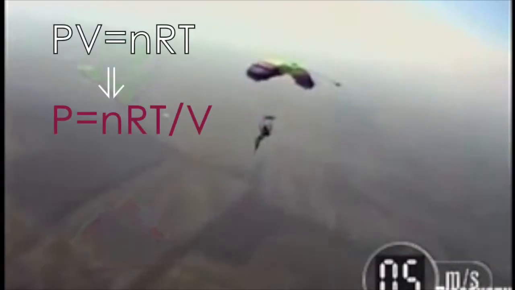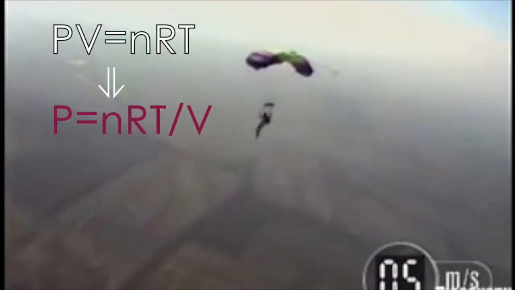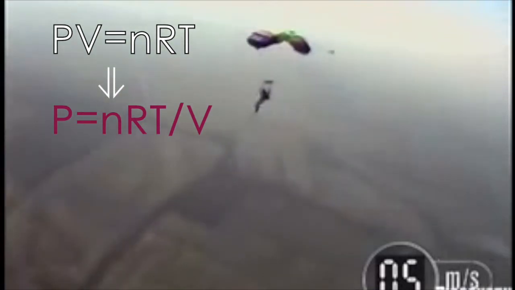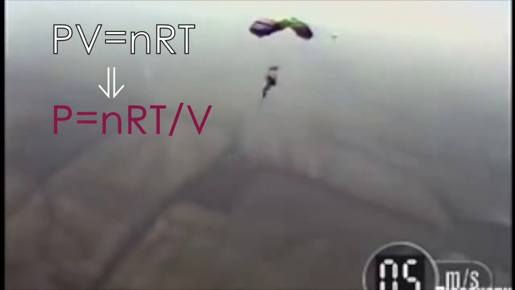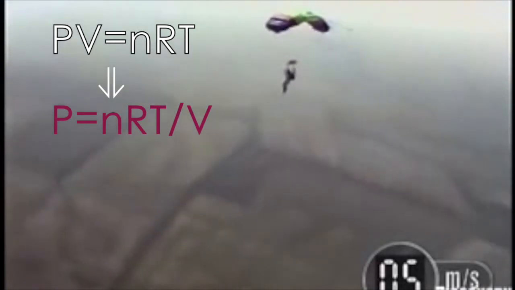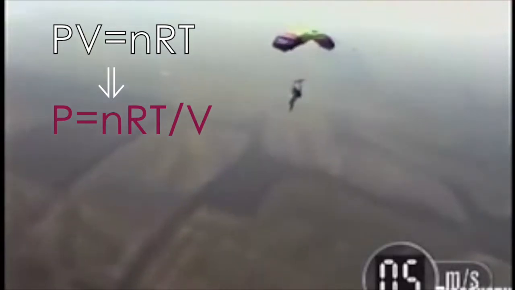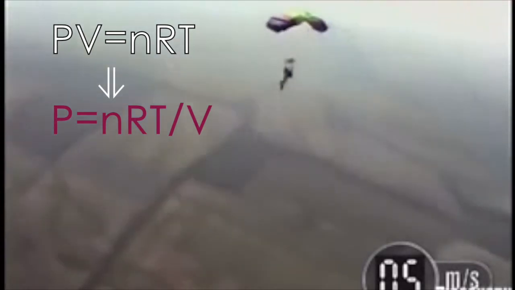After the parachute is completely released, according to the general gas equation, PV = nRT, so we can get P = nRT/V, where P is the pressure, n is the amount of gas, R is the gas constant, T is the temperature, and V is the volume.